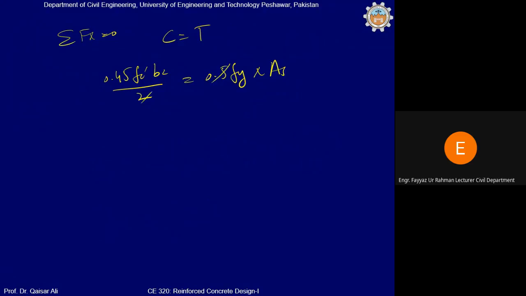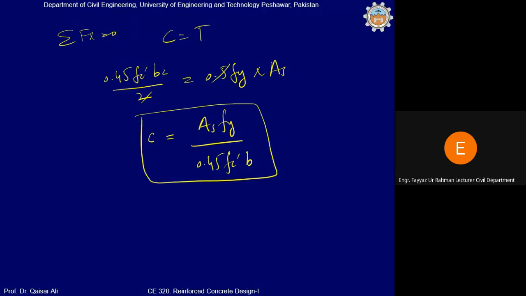This will be cancelled out with this, and from this you can calculate the value of C. It will be equal to As into Fy divided by 0.45 Fc prime into B. Now for a given beam with given reinforcement, we can calculate the depth of neutral axis for this stage.